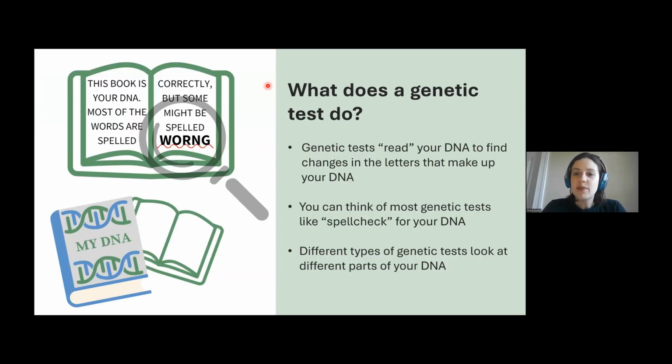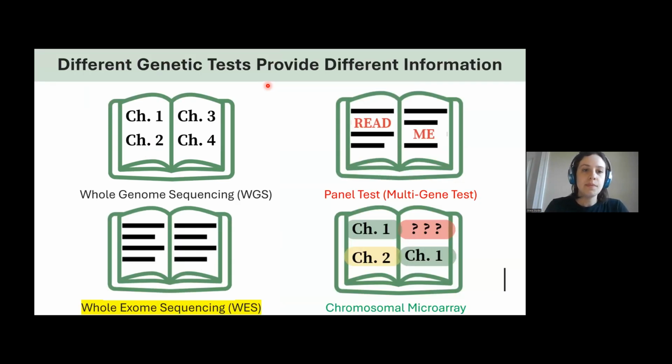So we can talk now a little bit about what a genetic test actually does. So a genetic test is reading your DNA to look for letters, changes in the letters that make up your DNA. And in that way, you can kind of think of genetic tests like spell check for your DNA. And different types of genetic tests are going to be looking at different parts of your DNA. I'm pretty sure that I'm being recorded on camera, and if it helps, I actually have a physical cookbook here. So I might occasionally use this just as another visual example to help illustrate what these different genetic tests are looking for.